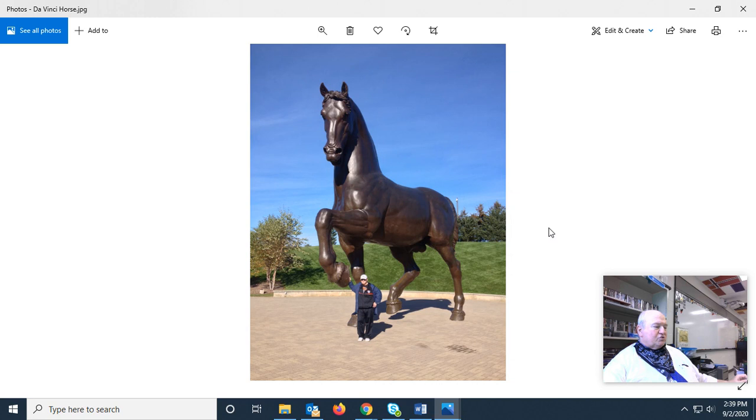And yes, that is yours truly, not the horse, but the other guy. This is the Da Vinci Horse. Like I was telling you a while ago, Leonardo da Vinci probably had ADHD. He was always starting projects and then going off and doing something else.